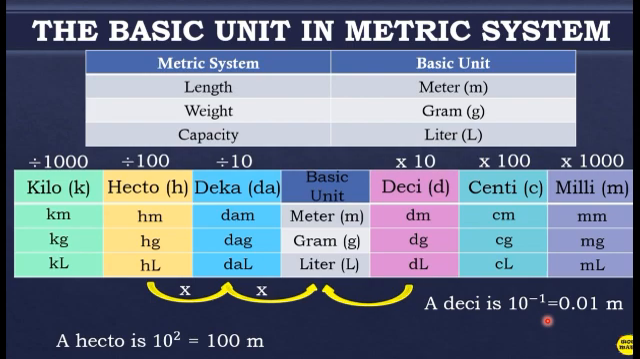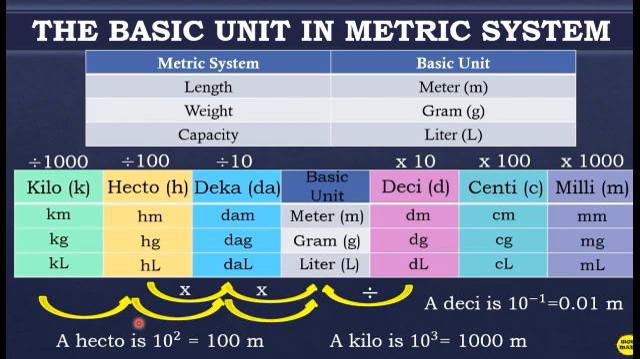Next. We have a kilo, which is 10 raised to 3. So that is equal to 1,000 meters. Let's count: 1, 2, 3. So we multiply by three zeros. So, 1,000. Kaya, yung 1 kilo is equivalent to 1,000 meters.